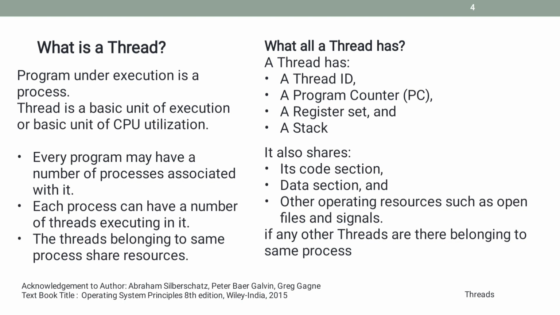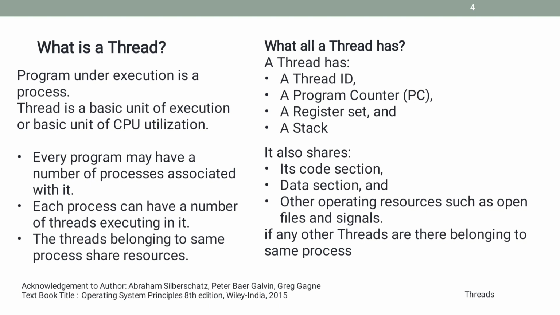So what is the meaning of this? The computer can process information. For that we need to give instructions to the computer. A set of instructions is a program that will be stored in memory. When it is taken for execution by the processor, it is called a process. A thread is a basic unit of execution or basic unit of CPU utilization.